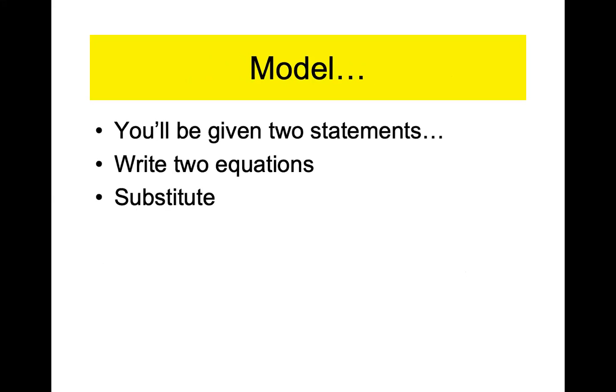All right. Here's the model for today's homework. You're going to be given at least 2 statements in the word problem, 2 statements that have something to do with some information. You're going to write from each one of those sentences 1 equation. So if you're given 2 statements, you will have 2 equations. The technique that we'll be using today is substitution. You're going to substitute one equation into the other, and that's how you're going to get to the answers. This one will involve a lot of work.